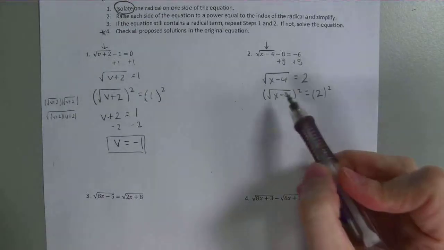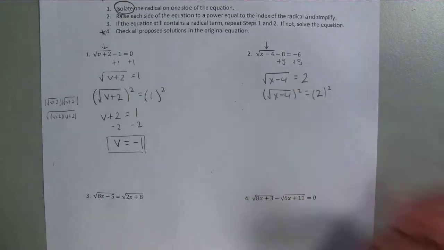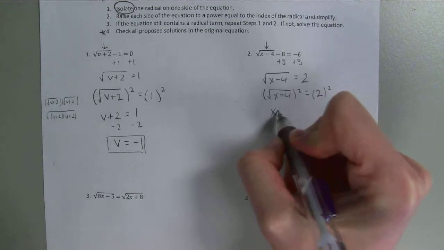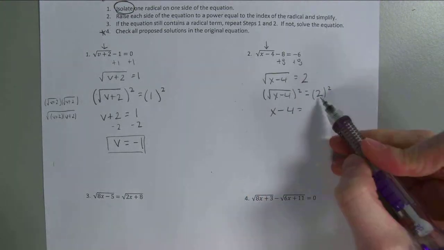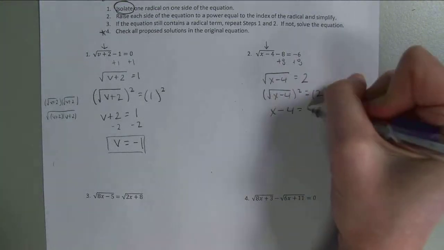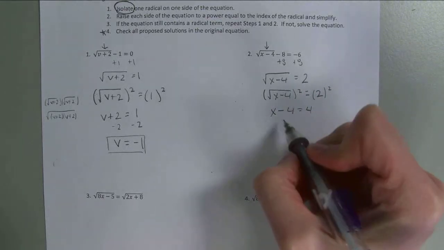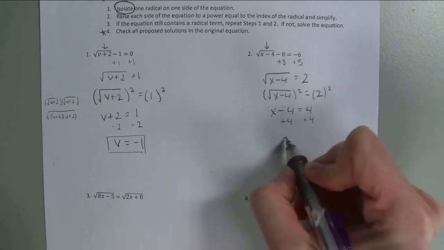All right, what happens when you square a square root? They undo each other, so who pops out? X minus 4. What's the square of 2? 4. And our last move is to what? Add 4 over. So you have x equals 8.